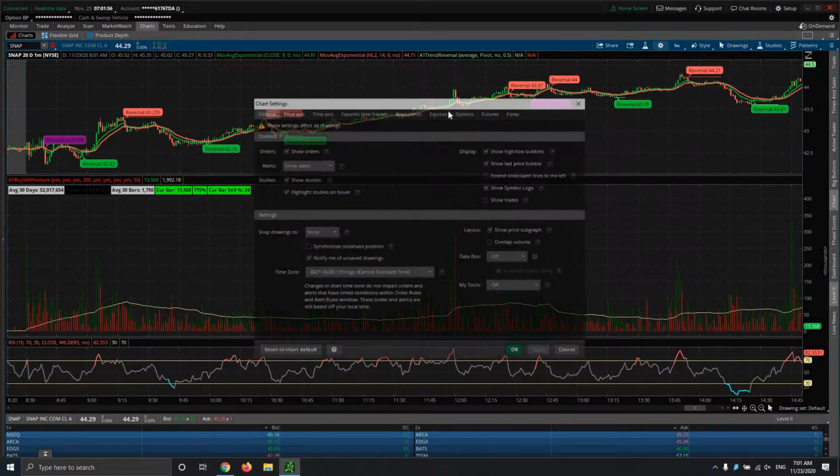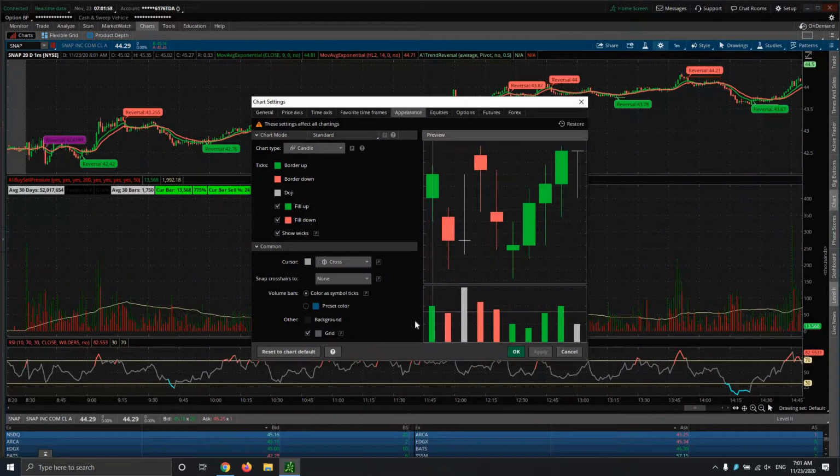So if you look at the original setup, I'm not a huge fan of the blue bar volume, I don't find it helpful. I don't really glean much from it other than, oh, a candle had more volume than the other one. Color of symbol ticks, same kind of thing. I don't really feel like I get a feel for what the volume flow actually looks like.